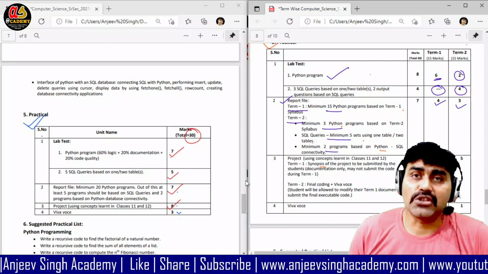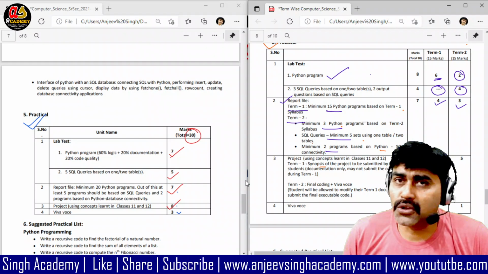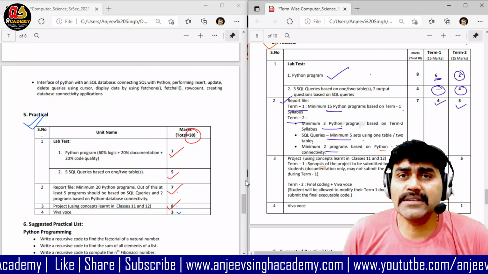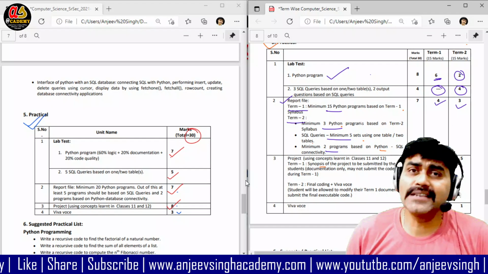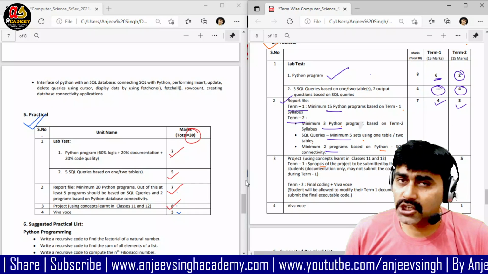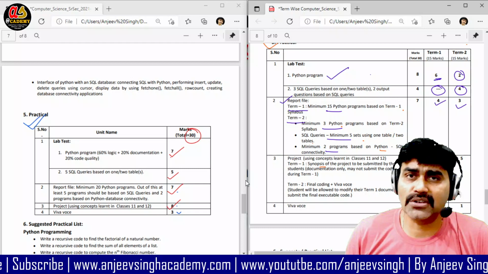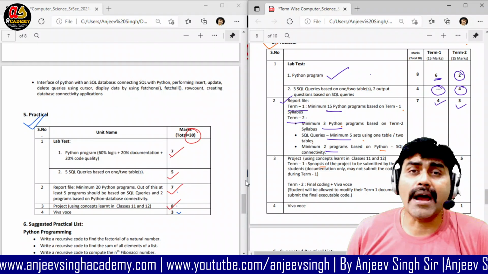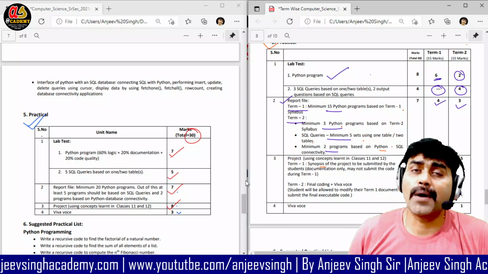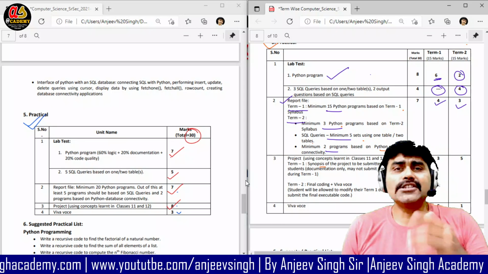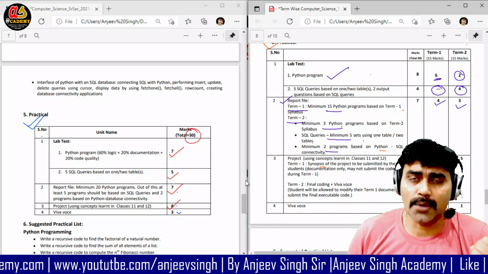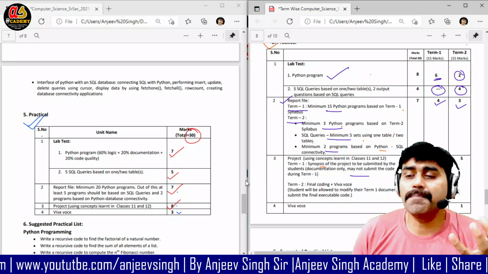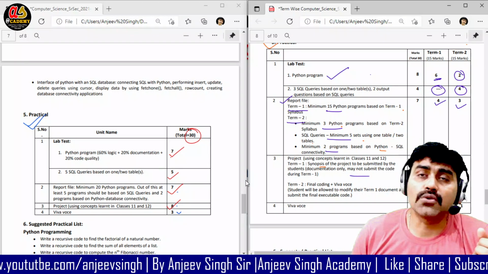If we talk about the project, in term 1 you are supposed to submit the synopsis only. Synopsis means you just tell the topic on which you are going to make a project, what the requirements of that topic are, and why you chose that topic. These things you have to explain inside the synopsis. That is only the documentation part, and for that you will score 3 marks.